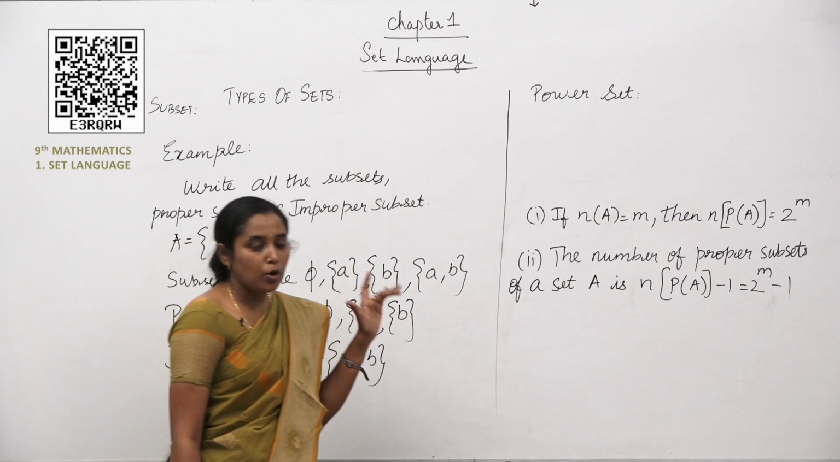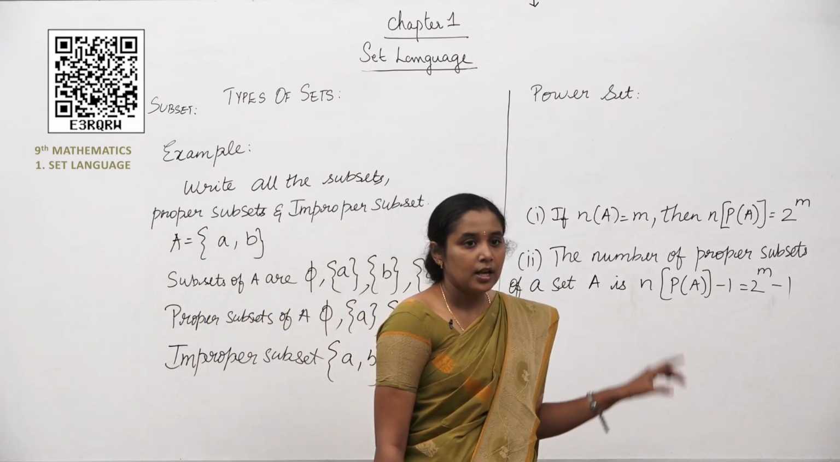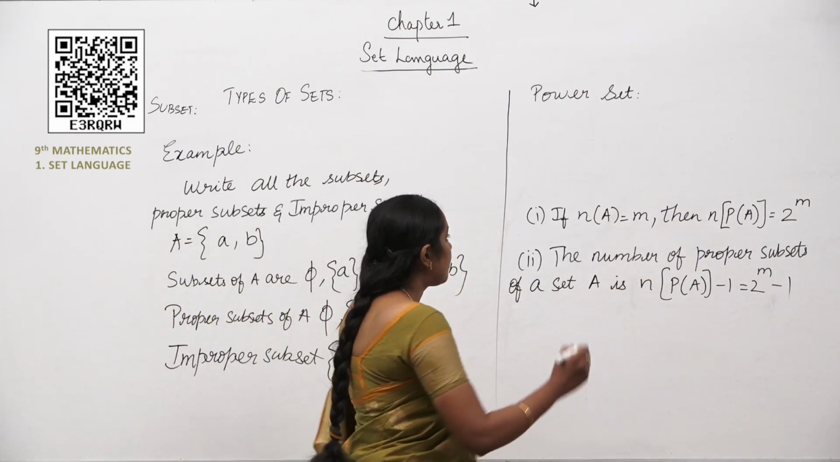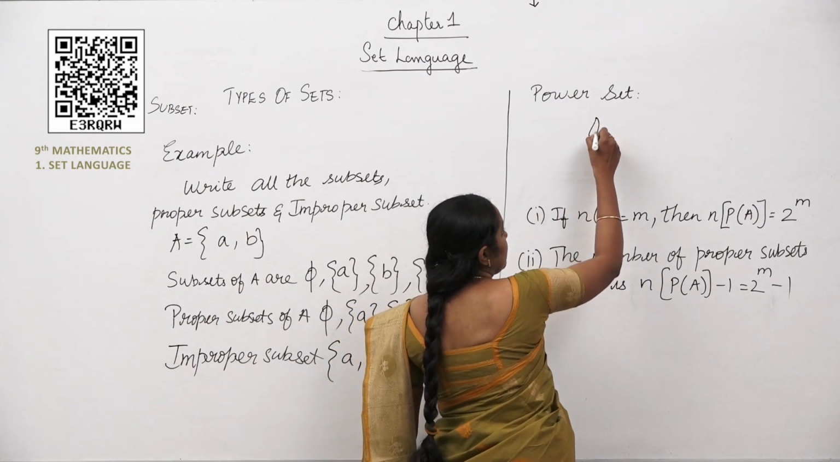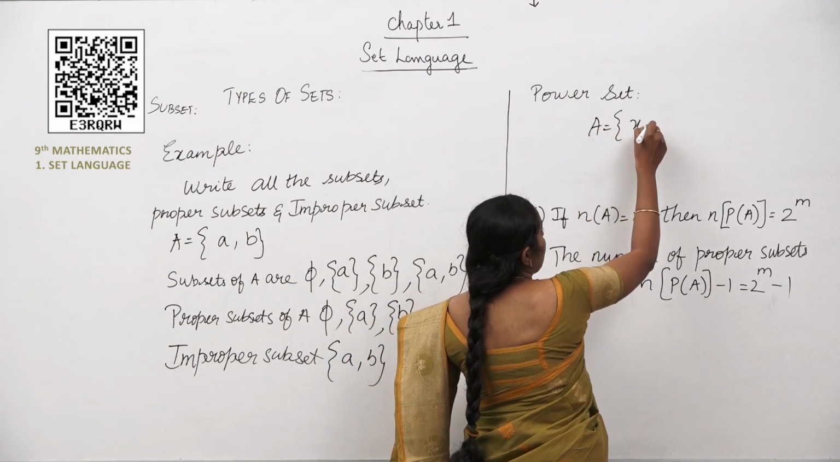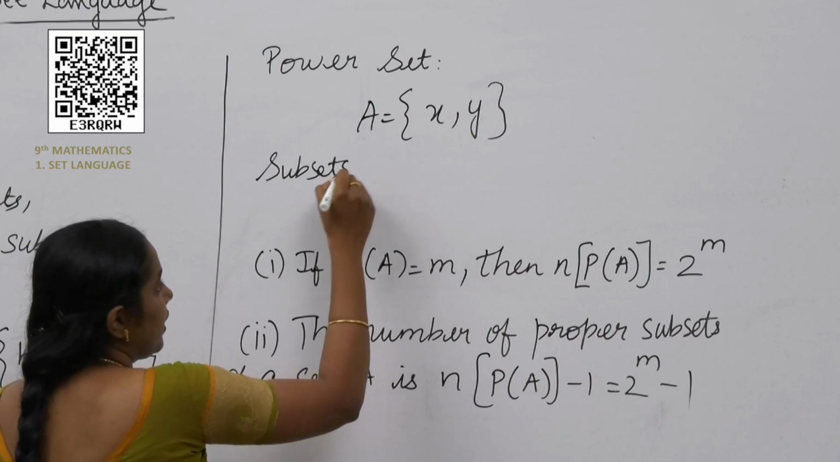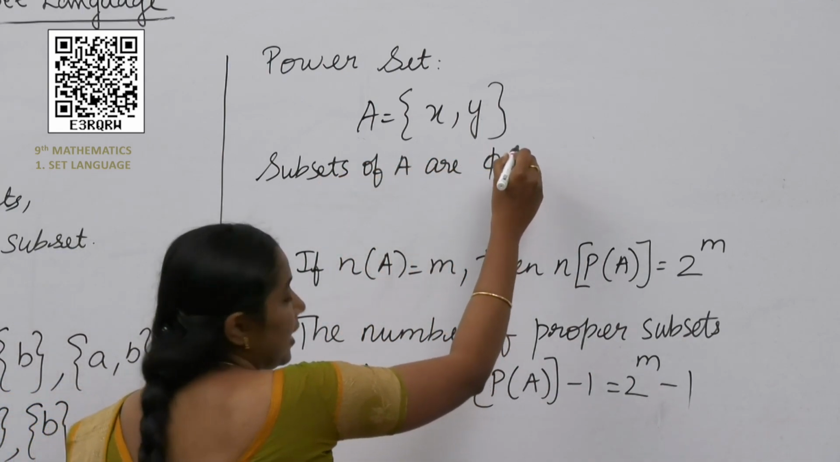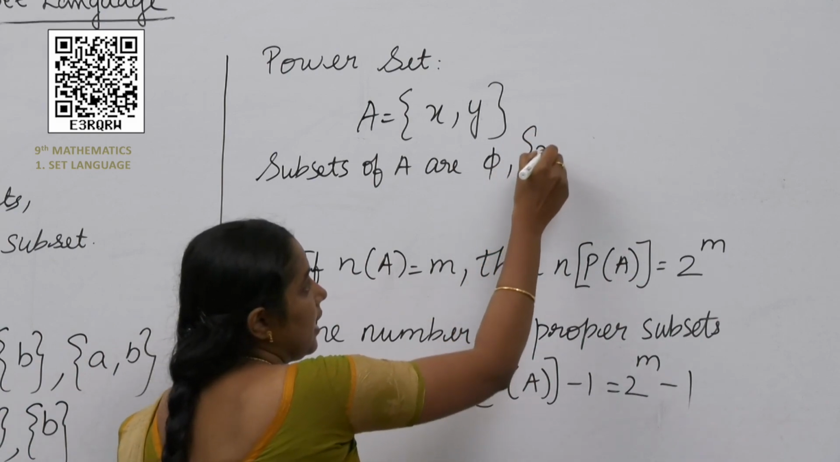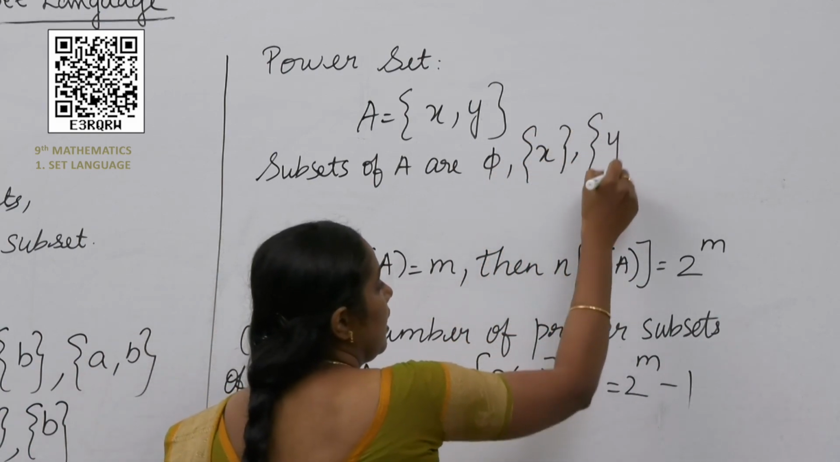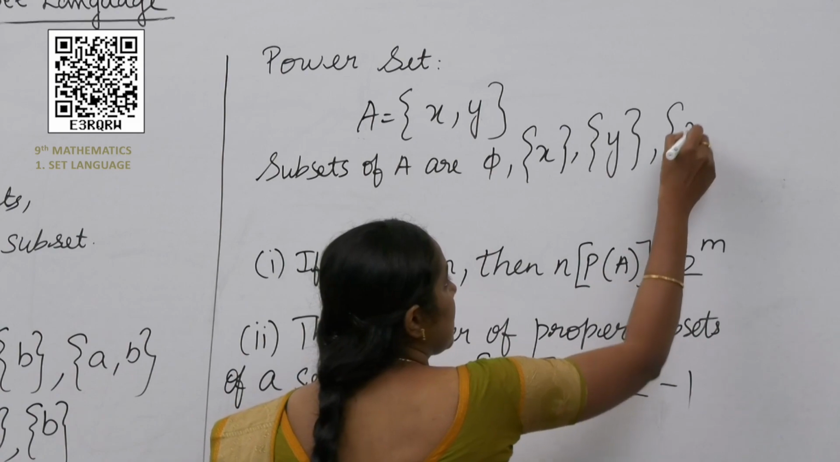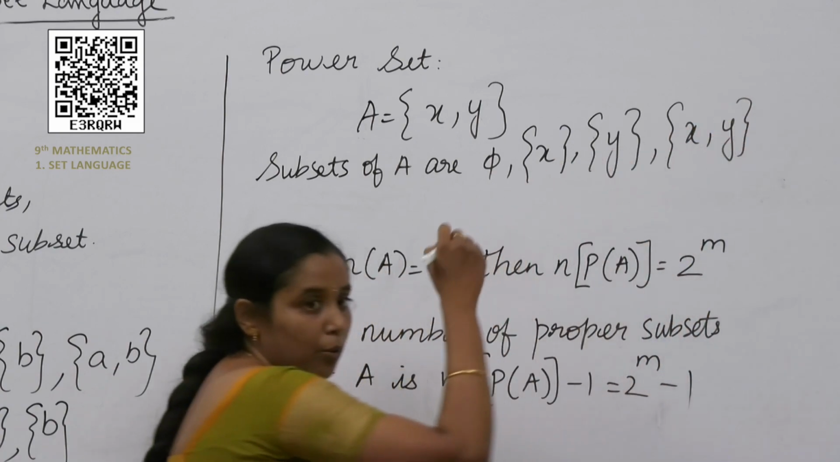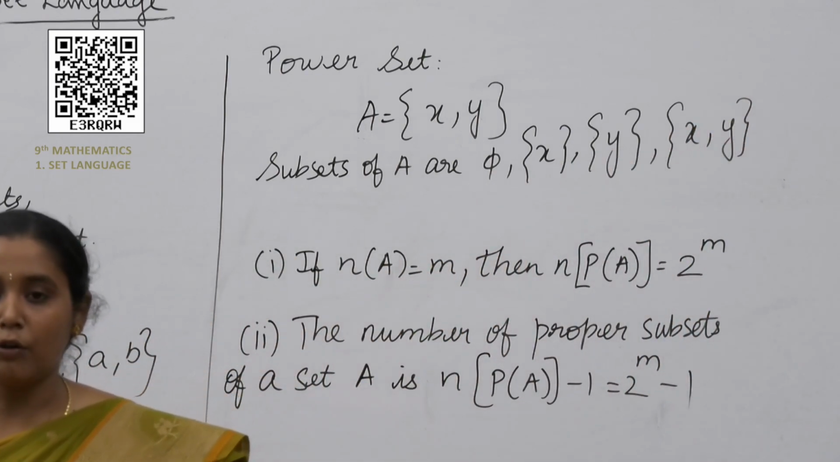Next we will move on to power set. Suppose A = {x, y}. What will be the subsets of A? The subsets of A are the null set, then {x}, then {y}, and then {x, y}. So these are the subsets of A.